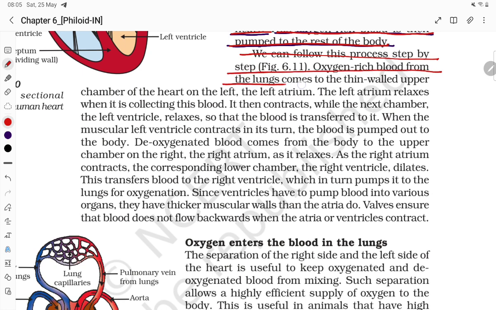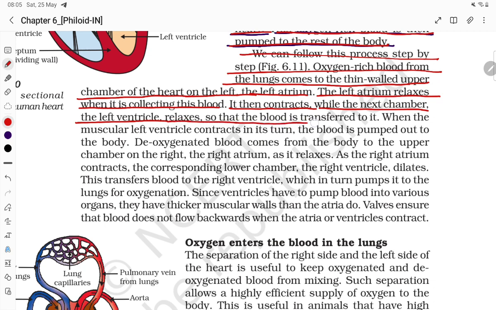Oxygen-rich blood from the lungs comes to the thin-walled upper chamber of the heart, the left atrium. The left atrium relaxes when it is collecting the blood. It then contracts while the next chamber, the left ventricle, relaxes so the blood is transported to it. When the muscular left ventricle contracts in its turn, the blood is pumped out to the body.